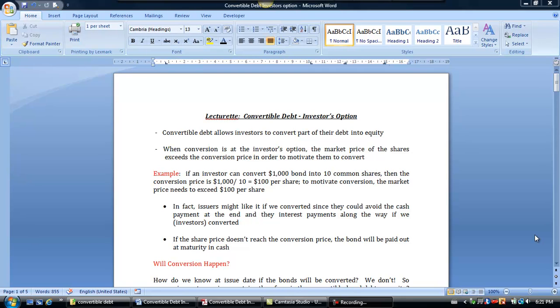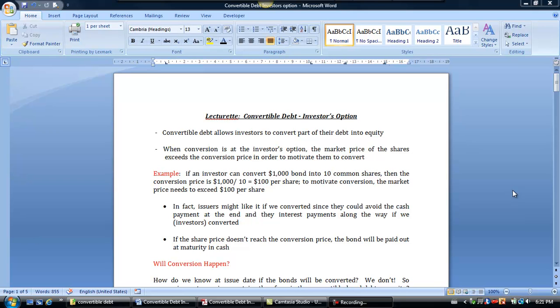Hi folks, and welcome to this short lecture on convertible debt, where debt is converted at the investor's option. First of all, just a few words about what convertible debt is. It allows investors to convert part of their debt into equity.